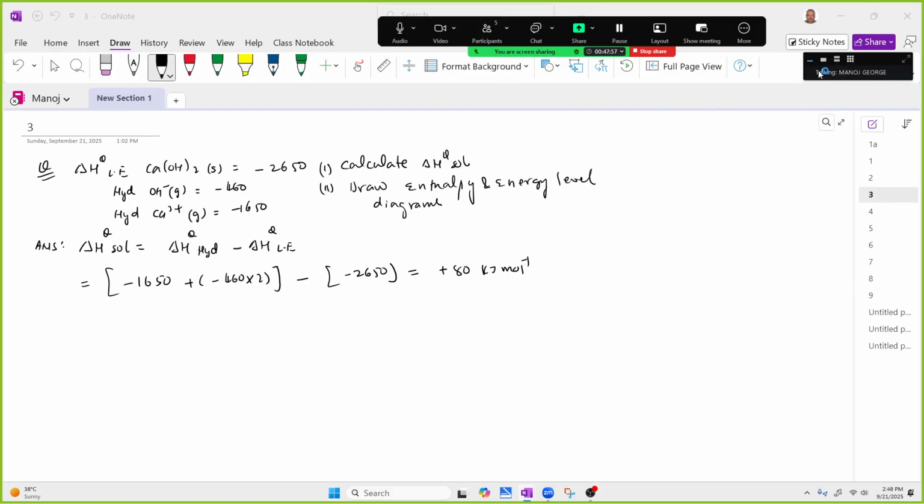Okay, so this is all done. So have you drawn your energy and enthalpy diagrams, please? Draw and tell me when you're done. Because drawing skill, you have to be good in this.